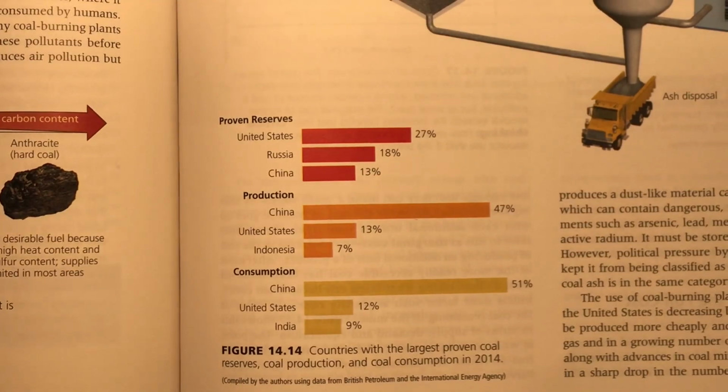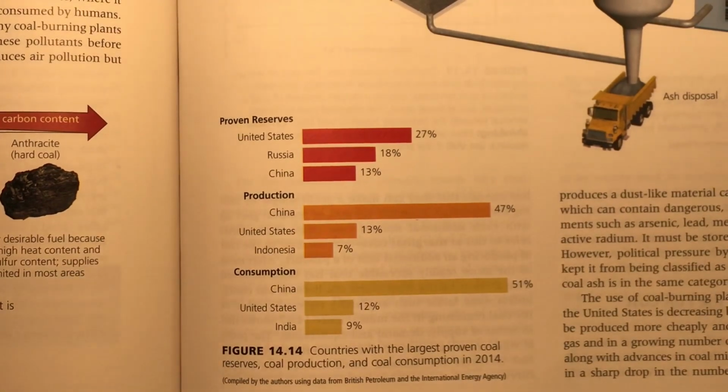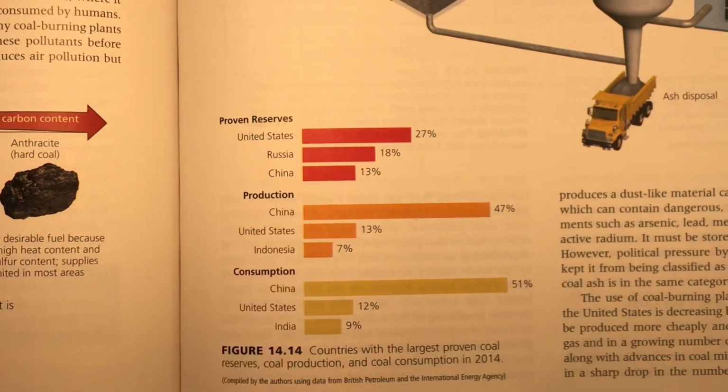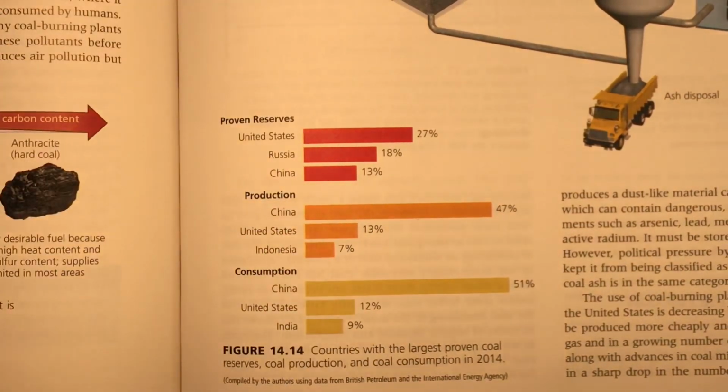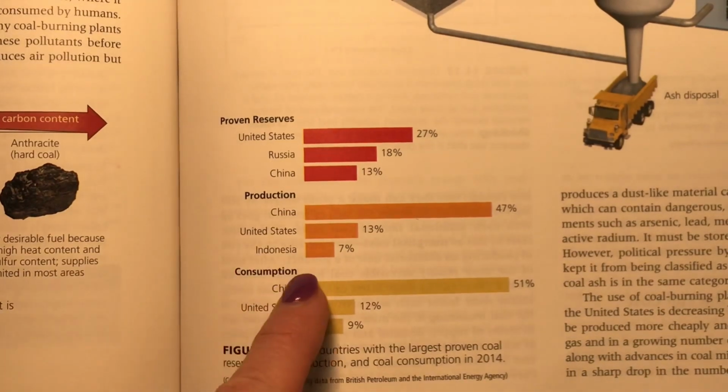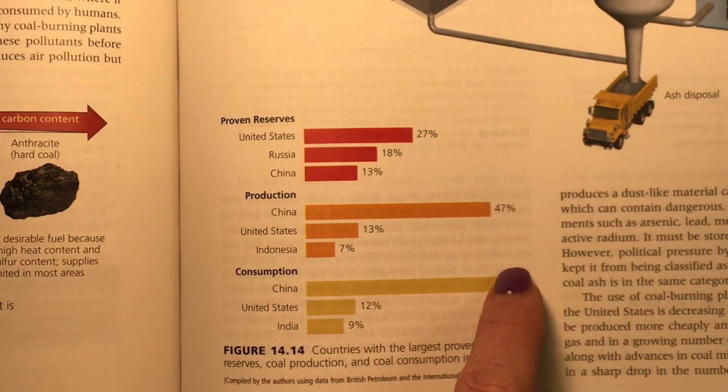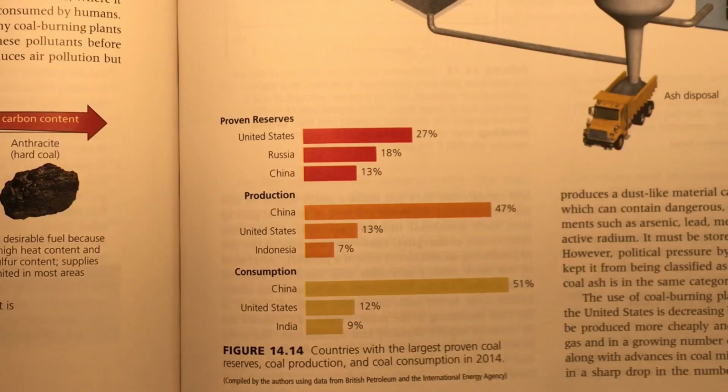They're very efficient at it, and they also are pretty ruthless as to where they harvest. Not as many environmental laws, if any. And you can see the United States is second there. So this right here should explain why so much of our electricity has been made out of coal for so long. And then in terms of consumption, again, the consumption of coal by China is why that is also so high.